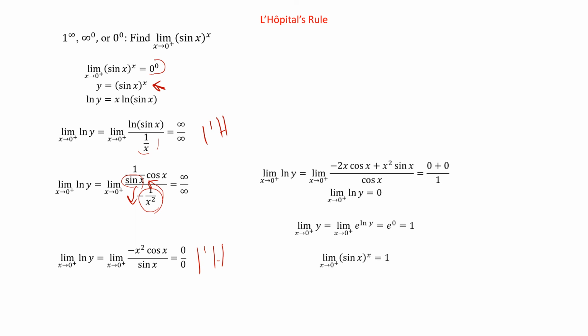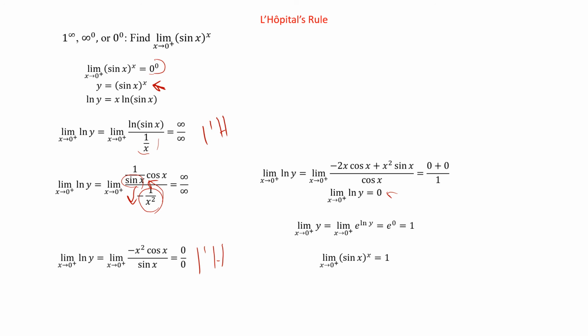And when we do, the numerator has product rule in there. So we get negative 2x cosine x plus x squared sine x, then over cosine x, the derivative of sine is cosine. Then plug stuff in, we get 0 plus 0 over 1. So the limit of natural log of y equals 0. But that's not the limit we were looking for.